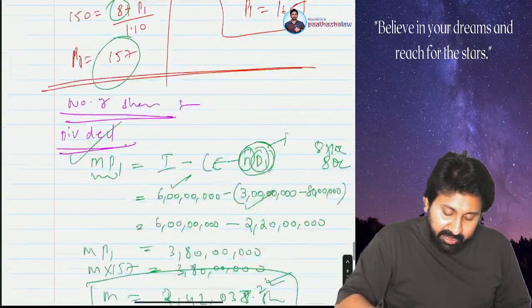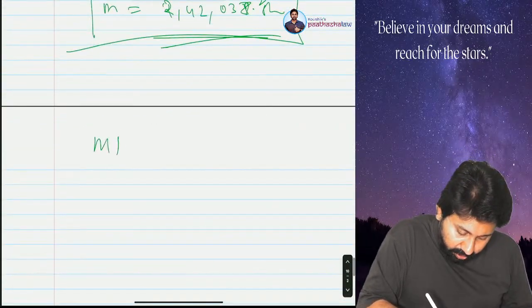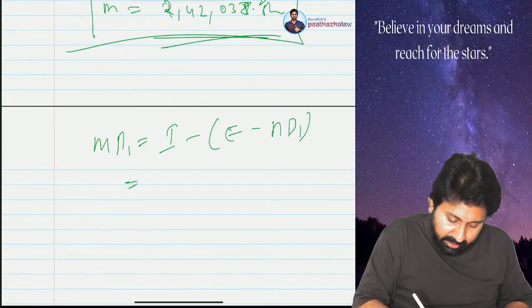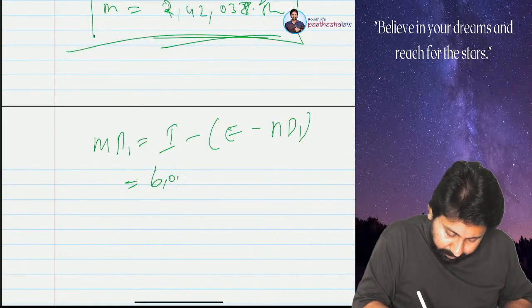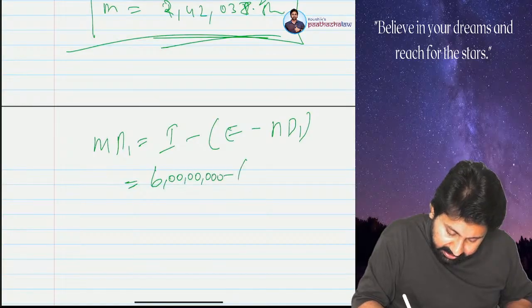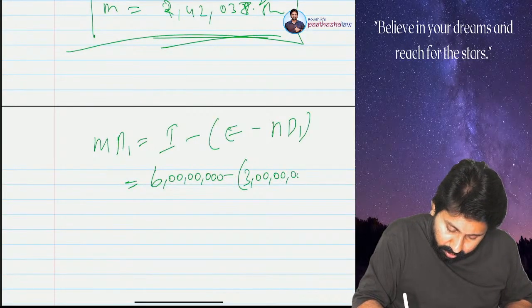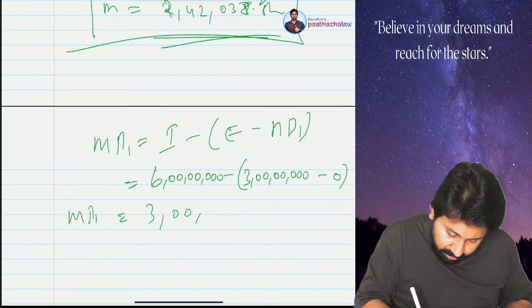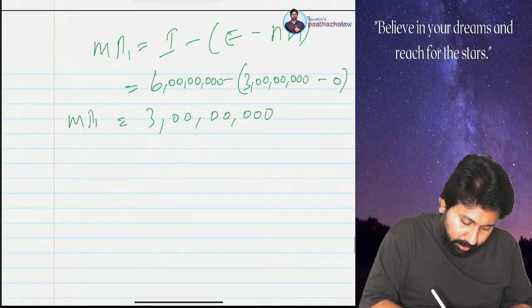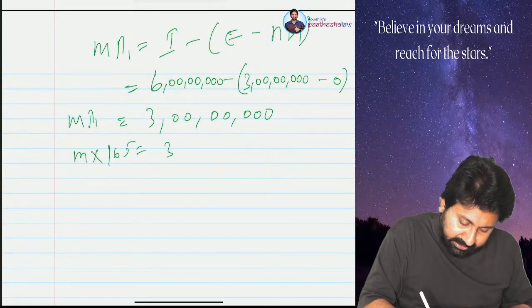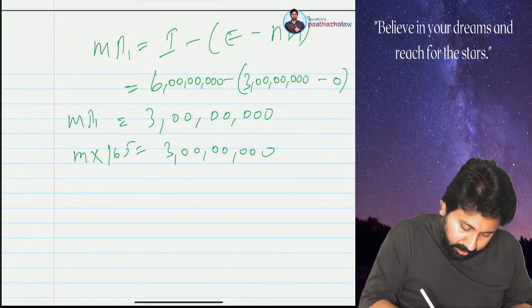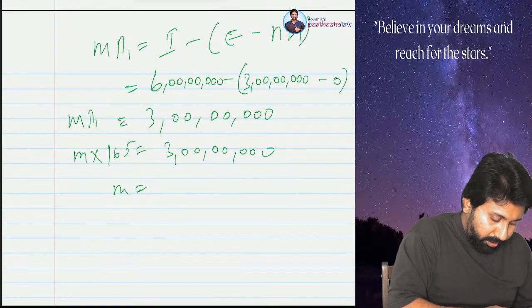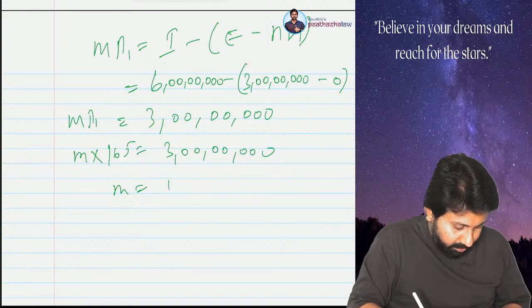Next, if dividend is not declared, MP1 equal to I minus E minus ND1. I is 6 crore, minus 3 crore, minus 0. So MP1 equal to 3 crore. M into P1, with P1 being 165, is 3 crore. M equal to 3 crore divided by 165.